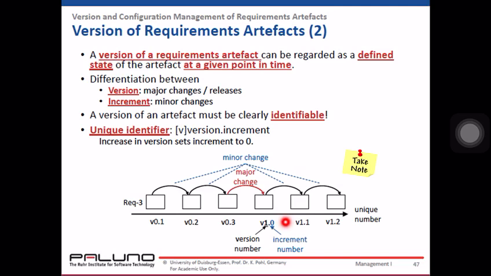And later on, this version 1.0 increased to version 1.1 and 1.2 due to the requested minor change by the stakeholder. And this version number should be a unique number so that it is identifiable, okay, to trace back which version was increased upon which change, right?